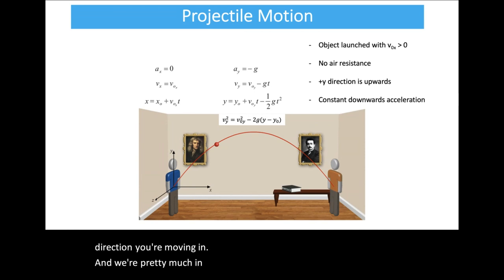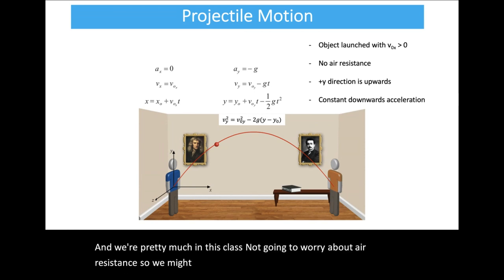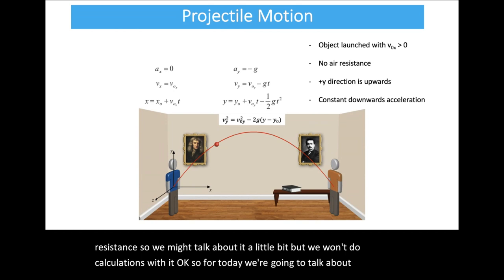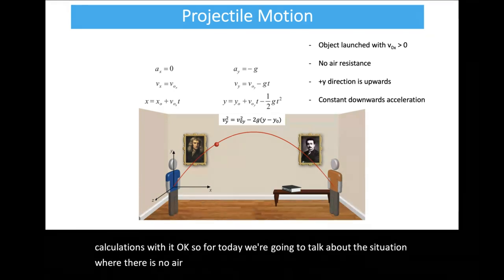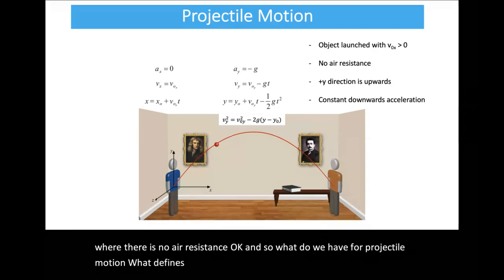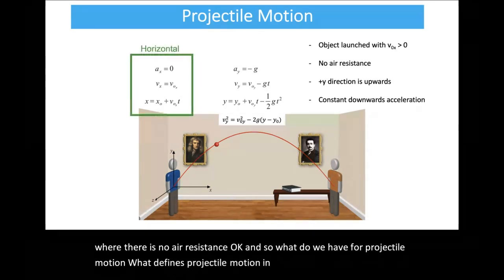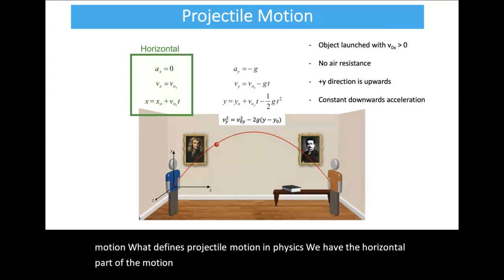And we're pretty much in this class not going to worry about air resistance. So we might talk about it a little bit, but we won't do calculations with it. Okay, so for today we're going to talk about the situation where there is no air resistance. Okay, and so what do we have for projectile motion? What defines projectile motion in physics? We have the horizontal part of the motion, parallel to the surface of the ground.